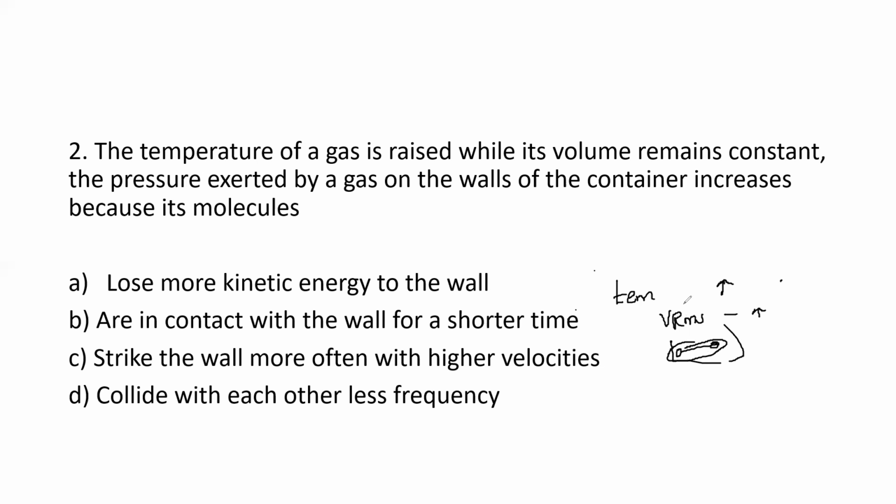So option C is the right option here: strike the wall more often with higher speed. As the temperature increases, the root mean square velocity of the molecule increases. So when root mean square increases, it starts moving more rapidly. It will hit the wall, and when it hits the wall, the pressure on the wall increases. Therefore, option C is the right option here.